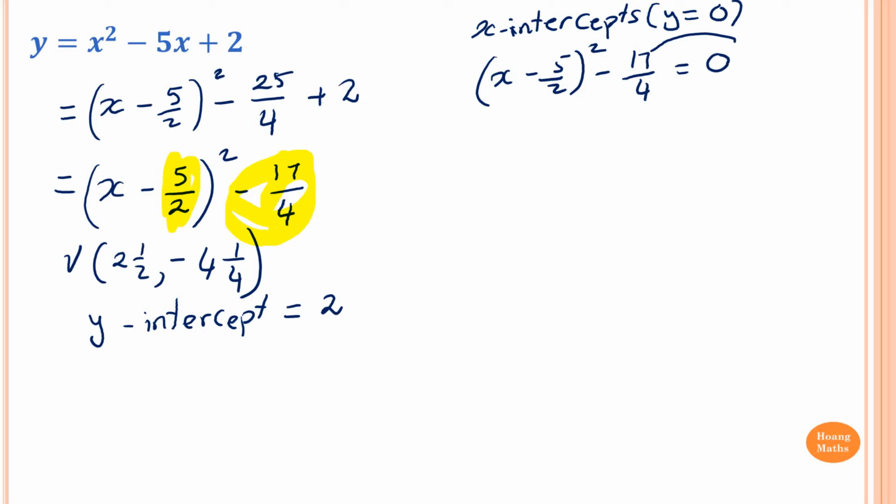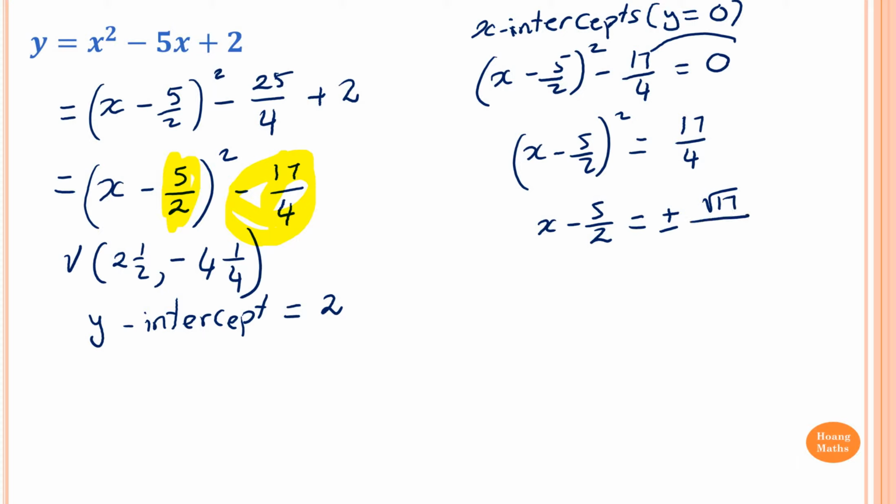So I move this to this side. So x minus 5/2 all squared is equal to 17/4. So I square root both sides, which is x minus 5/2 is equal to plus or minus. Every time you square root, you must have a plus and a minus. So that is square root of 17 over square root of 4, which is 2. Because if I square root this one here, it's the same as square root of 17 over square root of 4, but square root of 4 is 2. So that's how I get this.